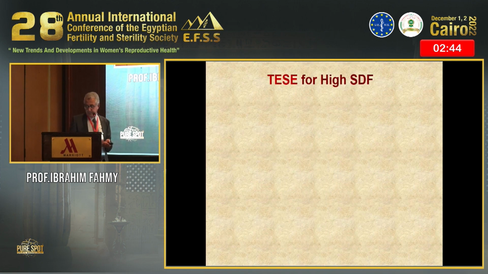And the other thing, which Wael was talking about, is that we can go for testicular sperms when we find high DNA fragmentation.